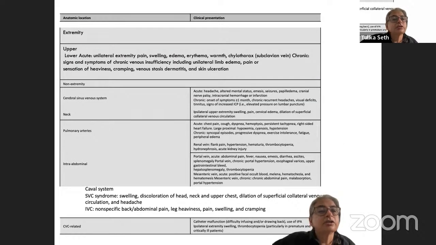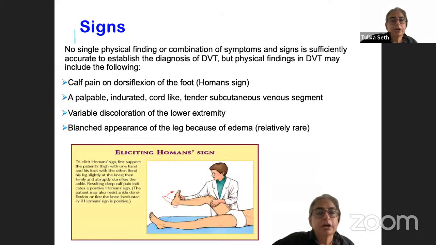So this is a table which is again highlighting the different symptoms that you can find in the different settings. So you need to make sure that you're doing a thorough repeated exam in these patients. The signs that you can elicit, the classic sign, the Homan sign, in which there's calf pain on dorsiflexion of the foot.